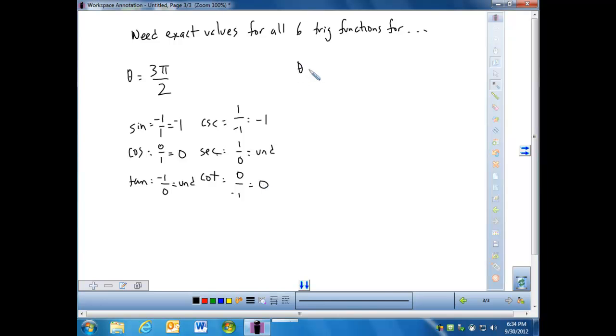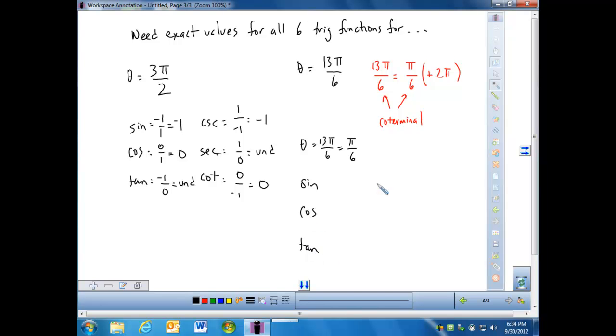Let's try another one. Now we're going to go theta is 13 pi over 6. Now the first thought you might have is, hey, 13 pi over 6 isn't on my unit circle. But 13 pi over 6 is coterminal with the angle pi over 6. Remember, coterminal means that its initial and its terminal sides lie in the same spot. So an angle that is 13 pi over 6 is going to have the same trig values as the angle whose measure is pi over 6, because it forms the same triangle.